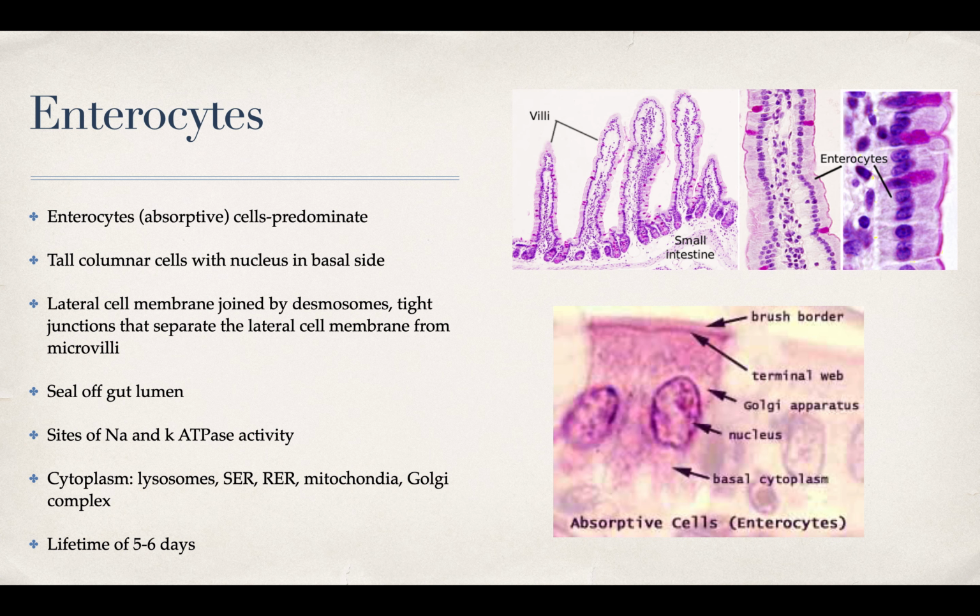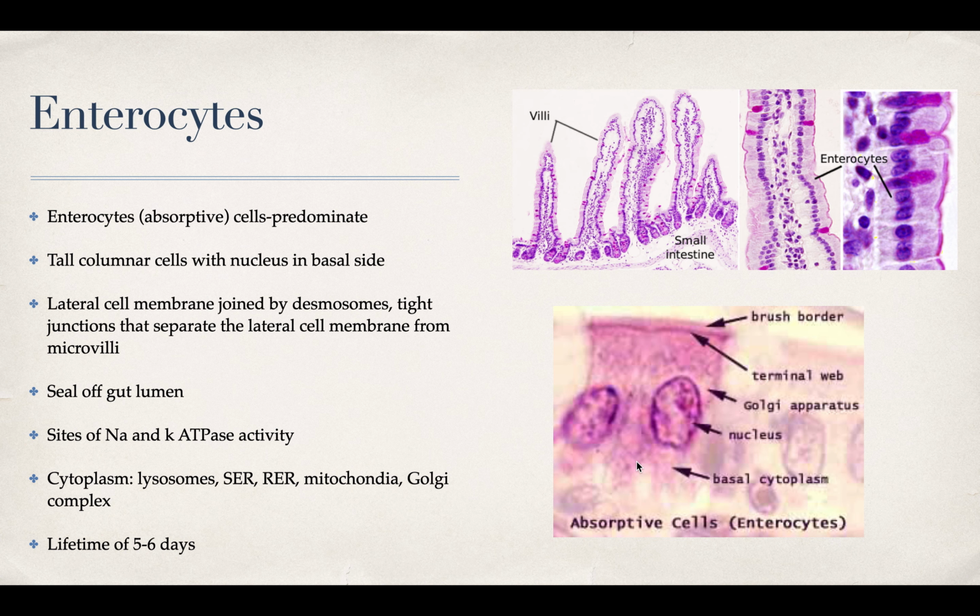Enterocytes are going to be the absorption cells, and they are going to be quite tall and columnar. And then the lateral cell membranes are going to be joined by desmosomes and tight junctions. And those seal off the gut lumen, and they are a site of sodium and potassium ATPase activity to regulate, of course, the reabsorption of salt. In the cytoplasm, it's going to have plenty of lysosomes, smooth endoplasmic reticulum, rough endoplasmic reticulum, the mitochondria, and Golgi complex.